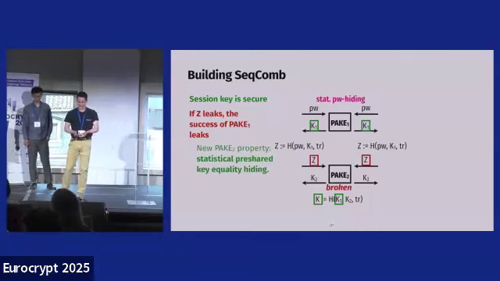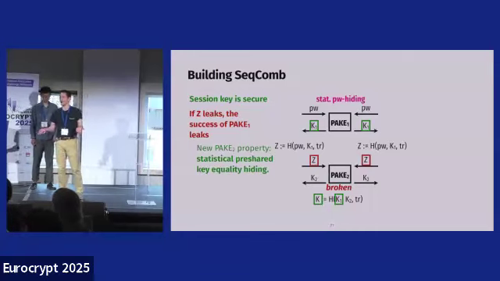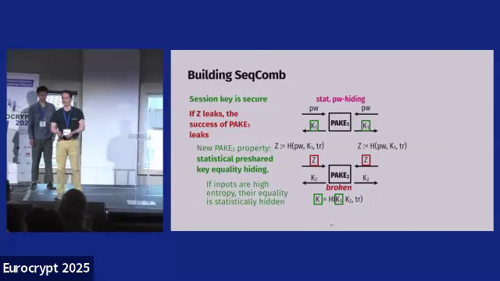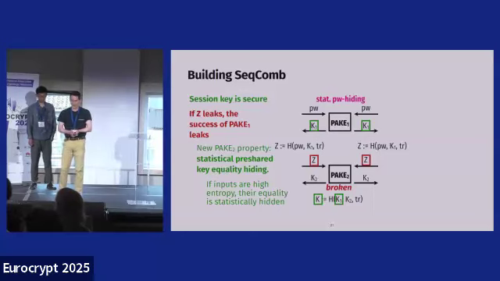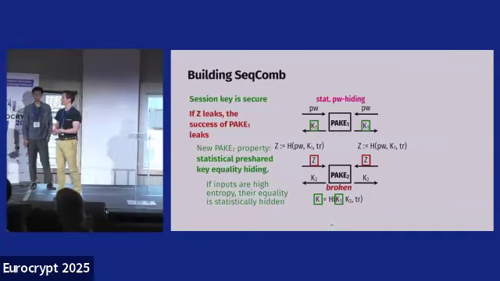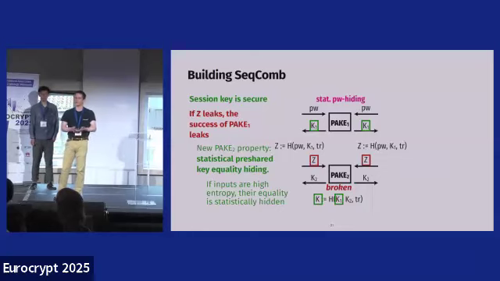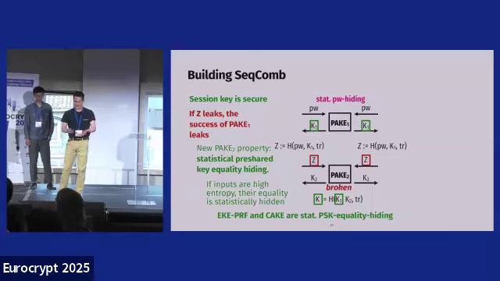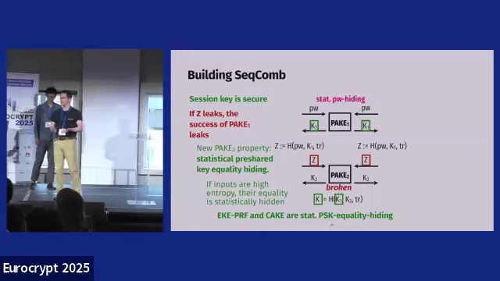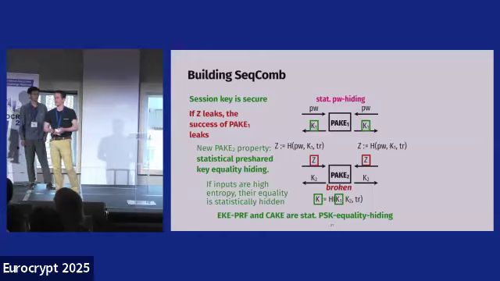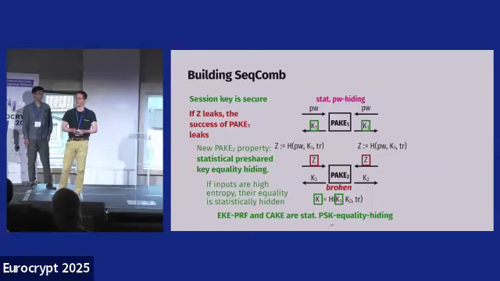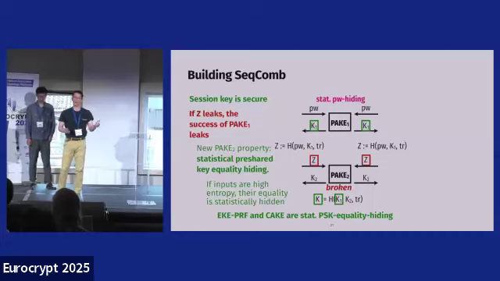And so the way around this is you simply require that PAKE 2 not have that property. So in particular, you say that it is statistical pre-shared key equality hiding, or statistical PSK equality hiding. That is to say, if Z is sufficiently high entropy, even if PAKE 2 is completely broken, it still doesn't leak the equality of its two inputs. And in fact, this is a property that's shared by EKE-PRF and CAKE, which are both post-quantum PAKEs. And it's also a strictly weaker property than statistical password hiding. And so all of the aforementioned classical PAKEs have this property naturally.